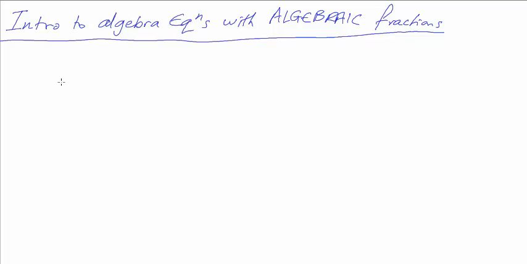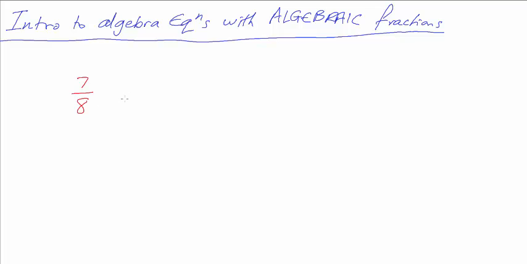Alright guys, welcome to the introduction to algebraic equations with algebraic fractions. The first thing I should probably do is make it clear to you what an algebraic fraction is. Let's think of what a fraction is. A fraction is just like a number over a number. Algebraic fractions sounds very ugly, what's that?